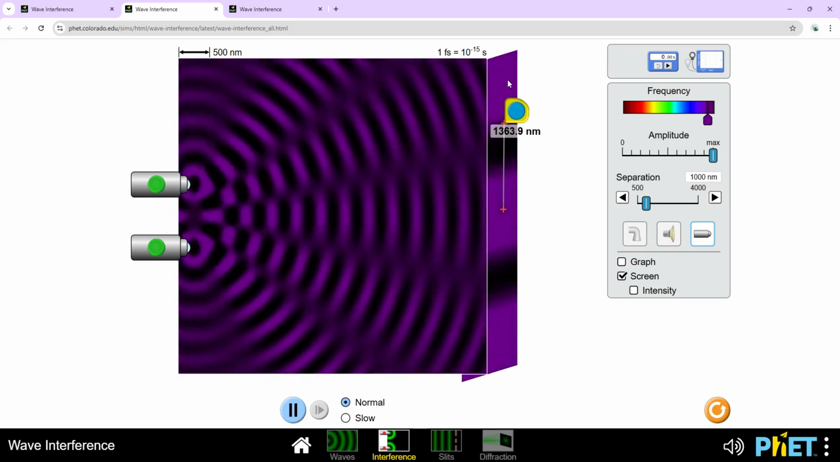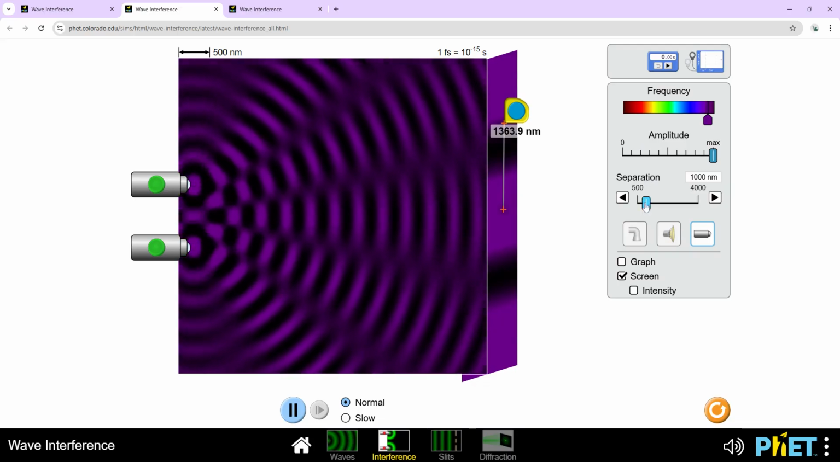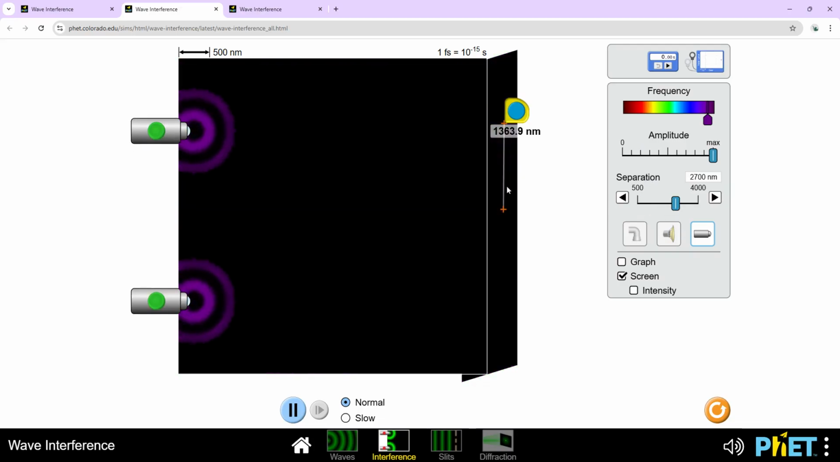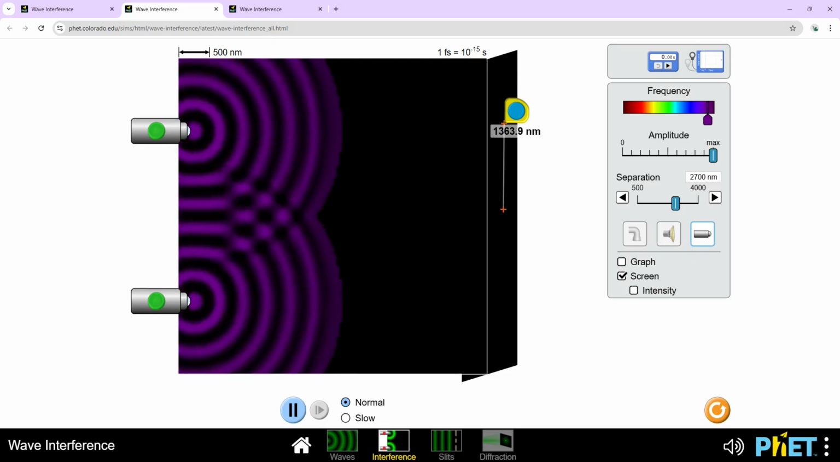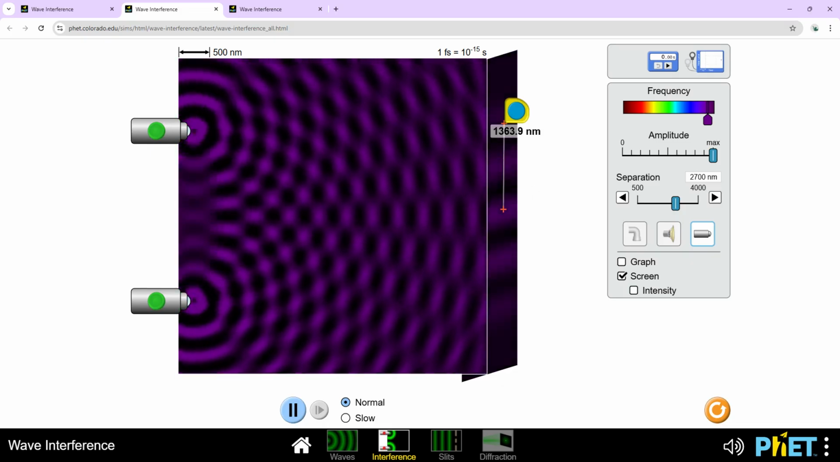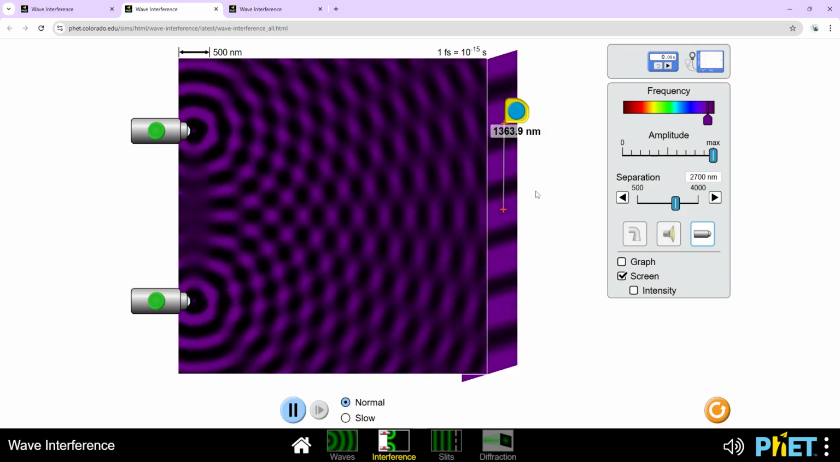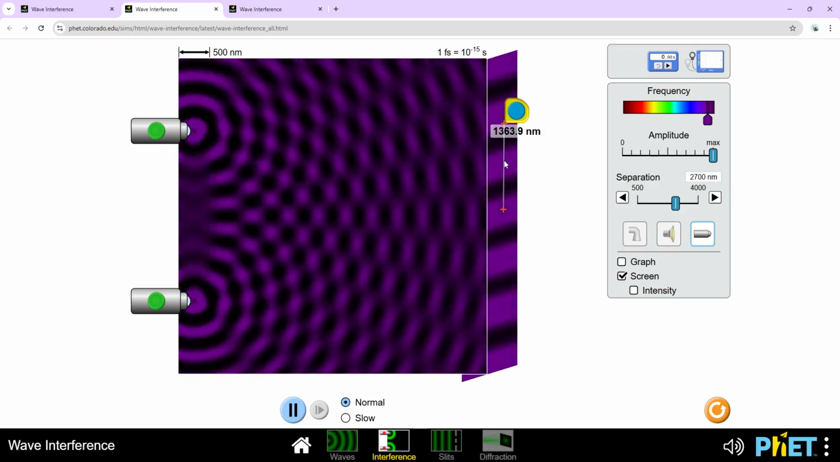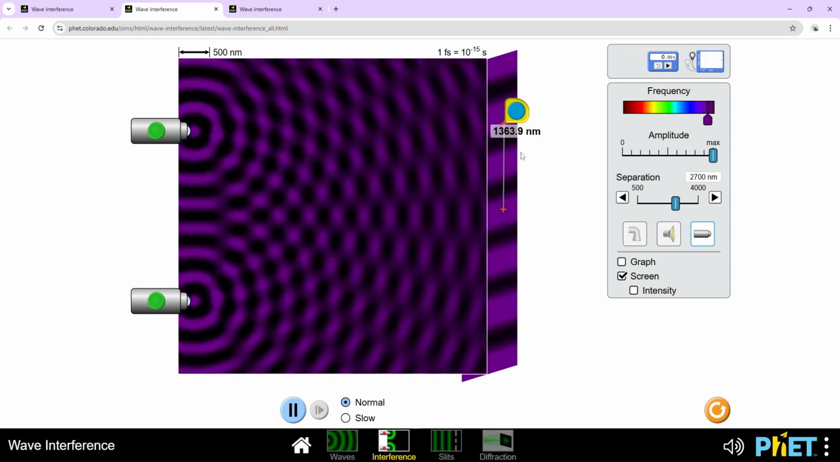And it looks like the fringe separation has increased. And if we put them further apart, the fringe separation has decreased. So we're actually into the next fringe over by this point.